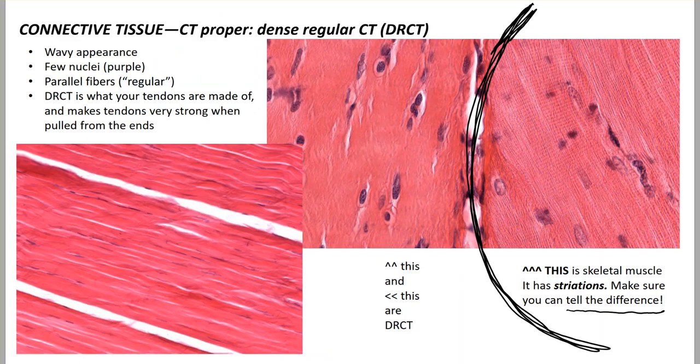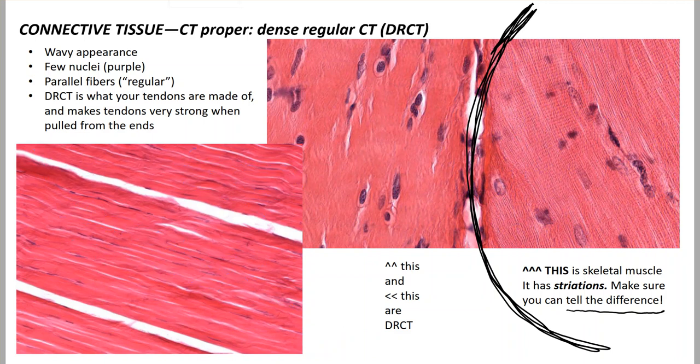All right, here we have some classic examples of dense regular connective tissue. In this sense, regular means parallel fibers. You can see these fibers are parallel and they get a little wavy, you can see the wavy appearance up here, but they're all going the same direction. They're not crossing each other. That means if you pull it this way and this way, it's very, very strong. But if you pulled it this way and this way, it would tend to tear. And that's how we can tear a ligament pretty easily, if we pull those parallel fibers apart.